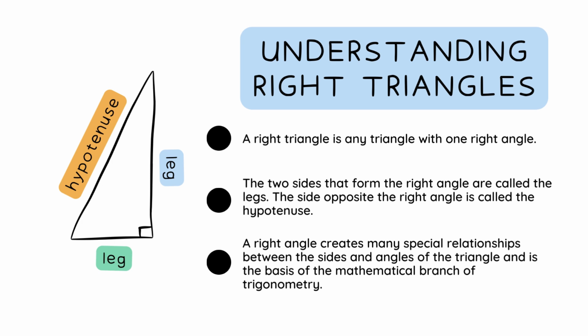A right angle creates many special relationships between the sides and the angles of the triangle and is the basis of the mathematical branch of trigonometry. As you will study in higher classes about trigonometry, you will see the relationship between angles, between sides, and all that stuff. That's the building block of this topic. Moving ahead.